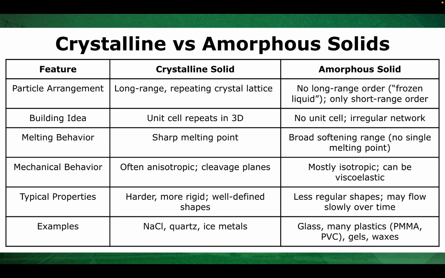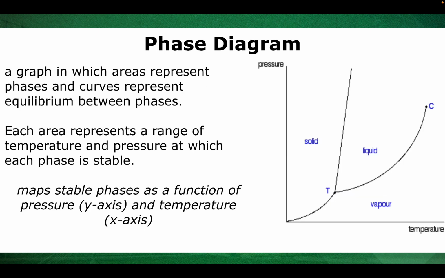Now that we're done with the properties of liquids and solids, we can now study how they change. And to know that, we need to study the phase diagram. From the name itself, it's a graph or a picture that represents the changes in phases of a molecule. In simple words, a phase diagram shows you stable phases as a function of pressure and temperature.